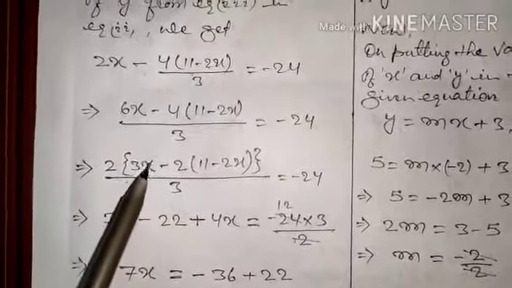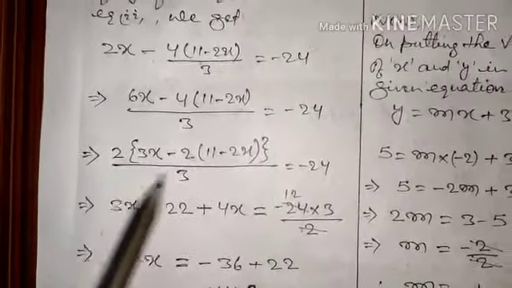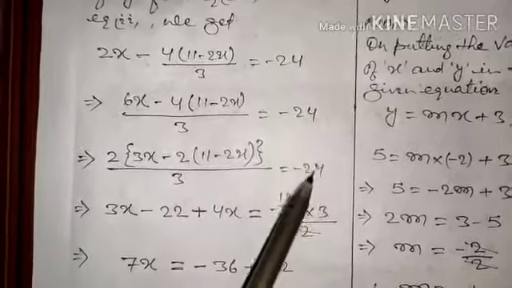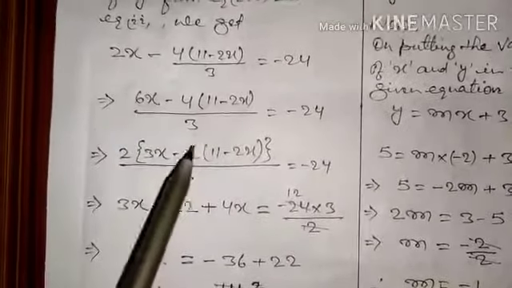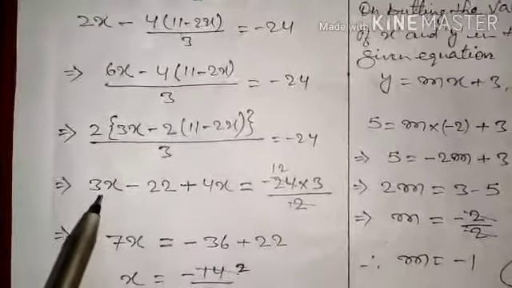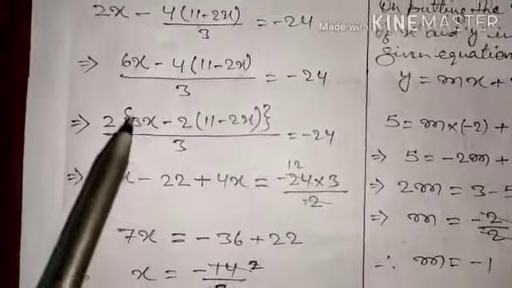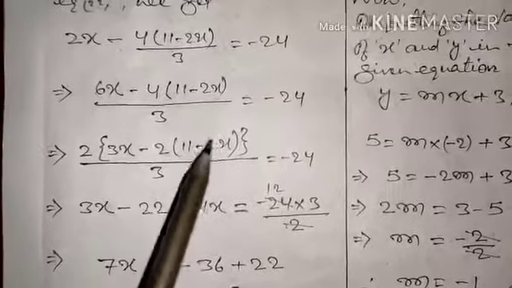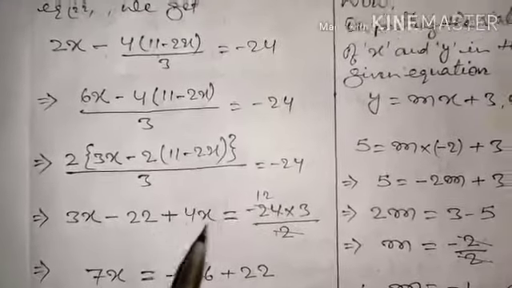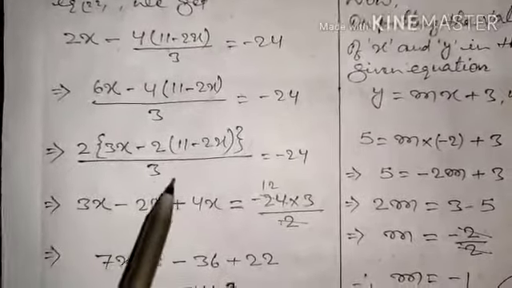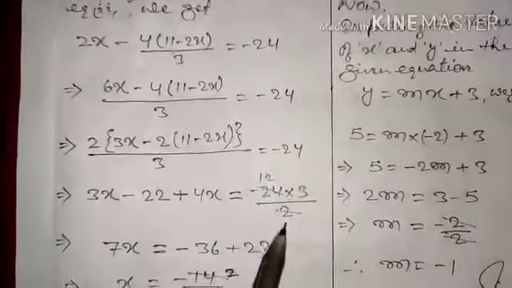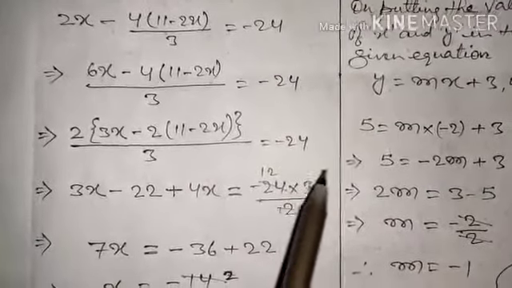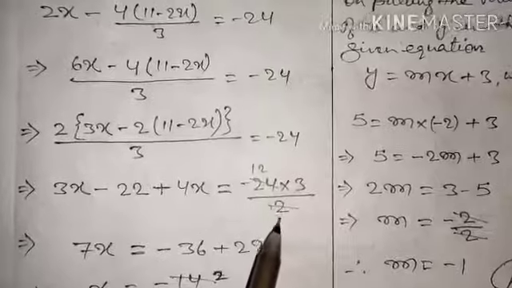6 and 4 have 2 as a common factor, so I had taken out 2, so 2 by 3, and whatever will be left I added in the bracket. In the next step, this will be left: 3x minus 2 into 11, that is 22, and minus minus plus, that is 2 into 2x, that is 4x, plus 4x, and 3 is going to multiply and 2 is going to be divided with 24, so minus 24 into 3 divided by 2. Now we can simplify it.